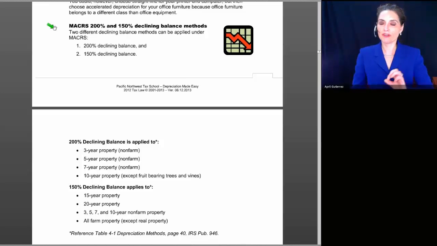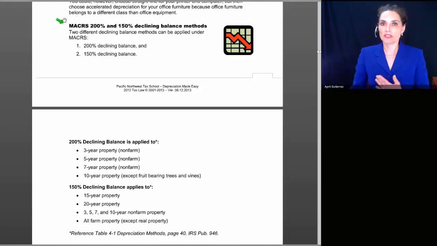So let's see how the 200% MACRS and the 150% declining balance work. And sometimes you might just hear me refer to double declining balance. If you hear me say double declining balance, or just out there in the layman term you hear someone refer to double declining balance, it simply means 200%. 200% is double that of 100%. So if you do hear me saying double declining balance, that's what I mean.